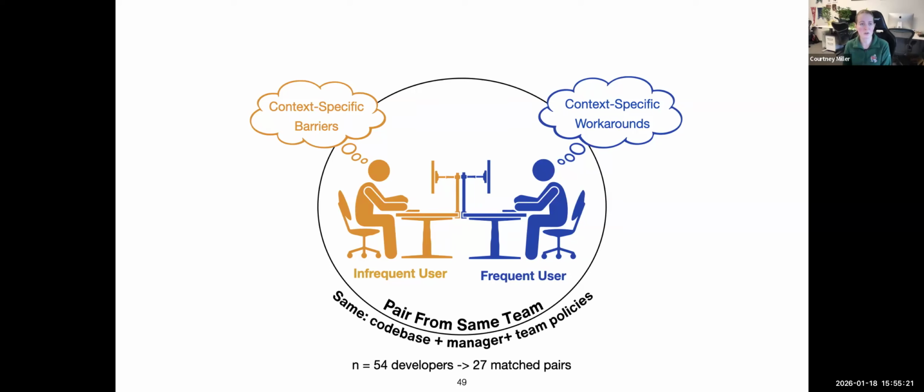More specifically, we interviewed 54 developers representing 27 matched pairs. Each pair was from the same team and then further matched on primary programming language, seniority, and role, ensuring the same team-level context, including codebase manager and team policies. The pairs were identified using GitHub Copilot telemetry data. The interview data was analyzed using iterative thematic analysis, and we did perform a validity check with interviewees as well.